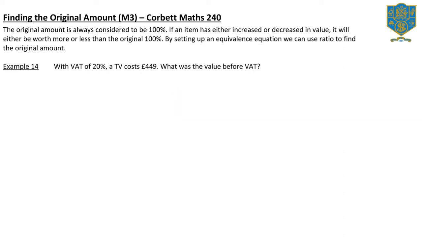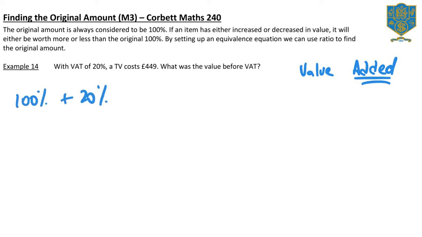So example 14, with VAT of 20%, a TV costs £449. Now VAT is value added tax. So that's a tax that has been added to it. So if originally we've got 100% and we add on our 20%, that gives us 120%. And that's going to be equal to the TV cost of £449.